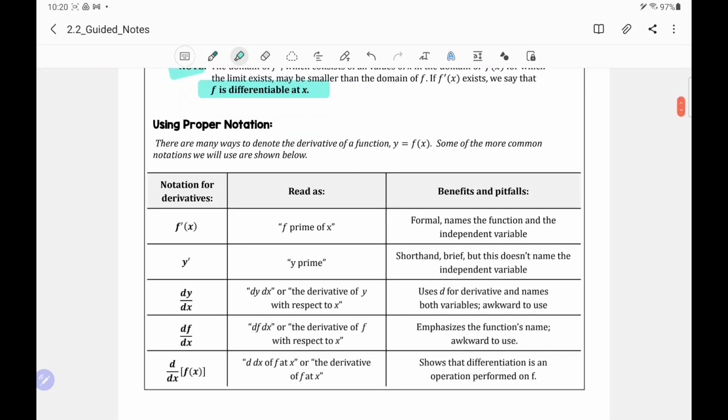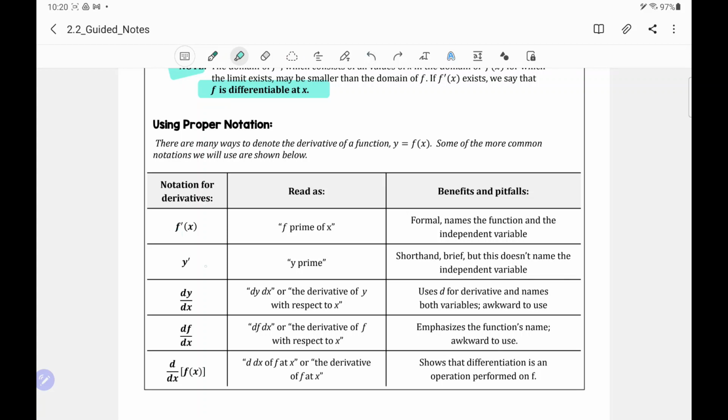Here's what we need to know. There's not really any work on this first page, just in case you're wondering. This table is letting you know all the proper notation for different ways to say derivative. There are many ways to denote the derivative of a function y equals f of x. Some of the more common notations we will use are shown below. So we have f prime of x. We've already been using this one.